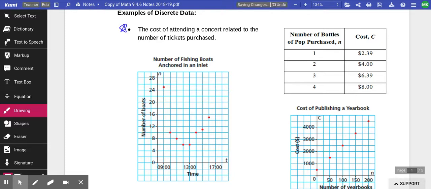The cost of attending a concert related to the number of tickets purchased. That's discrete data. So if you pretend that it costs $100 to go to a concert, if you buy one ticket, how much is it going to cost? It's going to cost $100 for one ticket. If you buy 2 tickets, how much is it going to cost? It's going to cost $200. If you buy 3 tickets, it's going to be $300. And you notice that you're jumping from one to the next, right? At no point did I pay $102 or $103 or $104 or $105. I just jumped from 100 to 200. That's discrete data because it jumps.